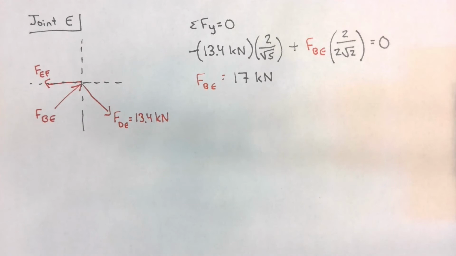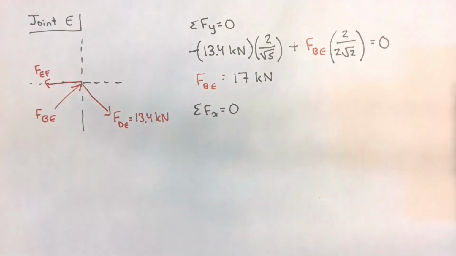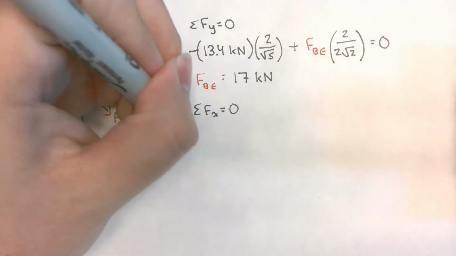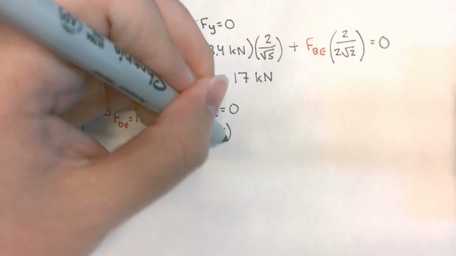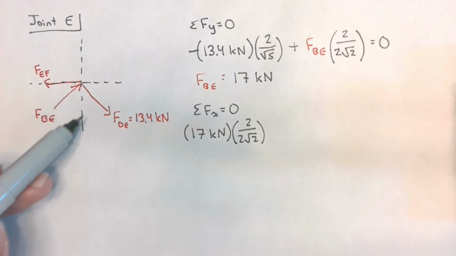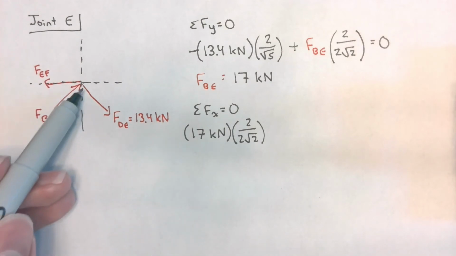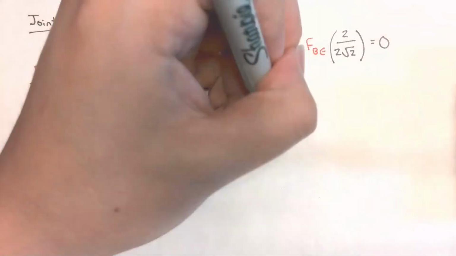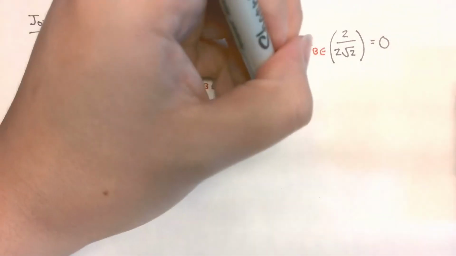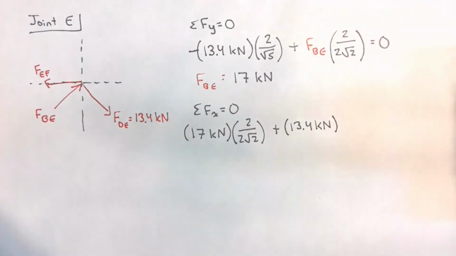Okay? So, we found our forces in the y. Now we can just skip to sum of forces in the x direction equals 0. Now in the x direction, I have the x component of BE, and that's positive, so 17 kilonewtons times the slope, which is 2 over 2 root 2. This is a 45-degree angle, so the slope will be the same regardless of whether it's in the x or y direction. I have the x component of force DE, so again positive, so plus 13.4 kilonewtons, times the slope, which should be 1 over root 5 if I'm not mistaken.